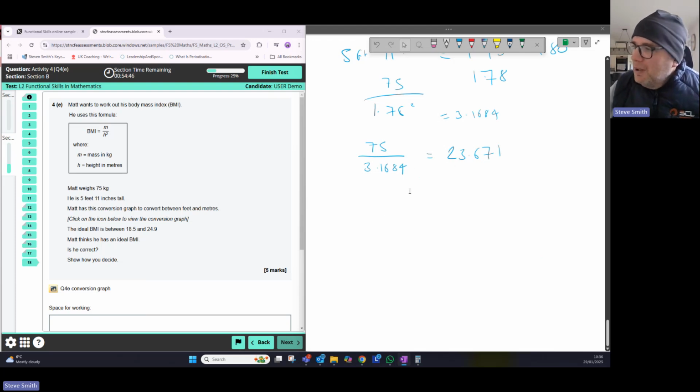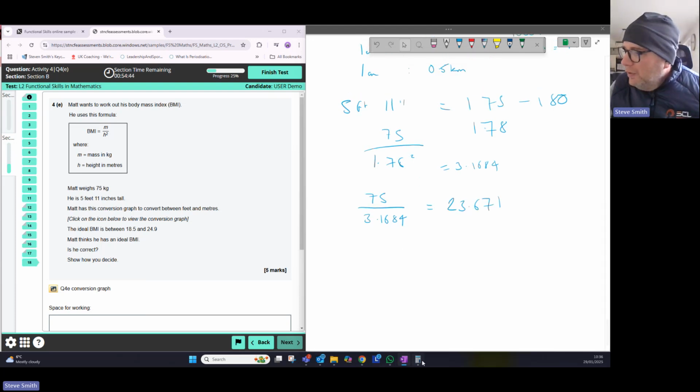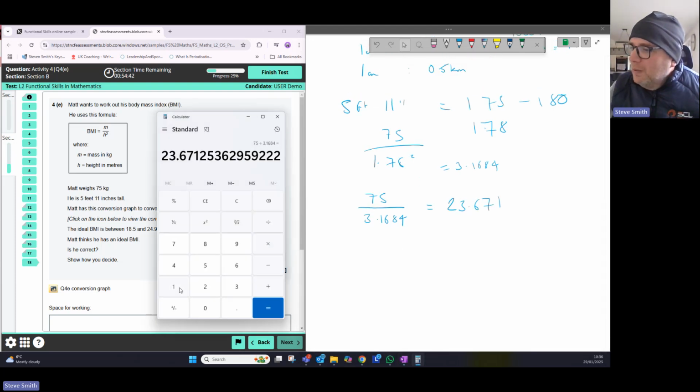So even if we'd said 180, would that have still been within the parameters? I think it would. 1.8 squared equals 3.24. 75 divided by 3.24 equals 23. So it still would have been in that middle part.